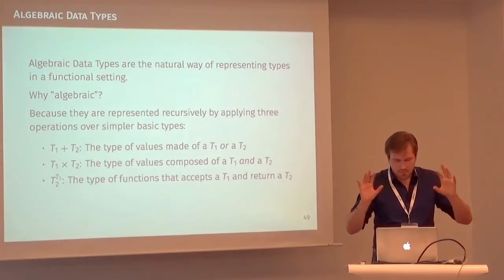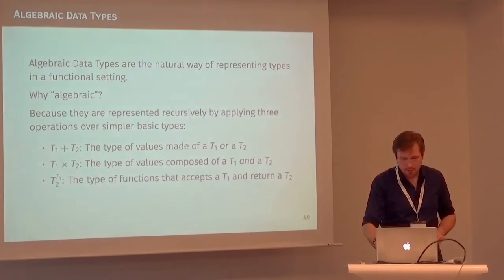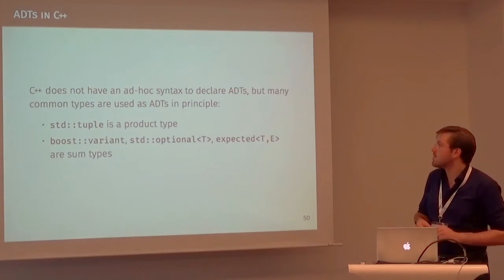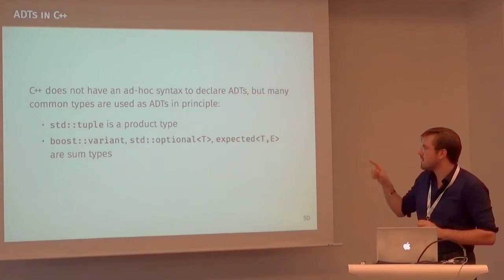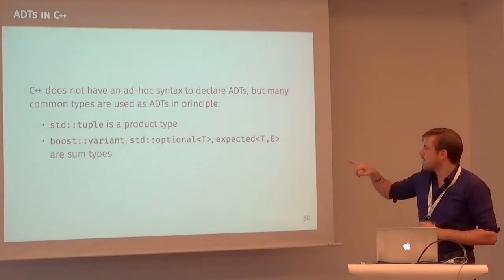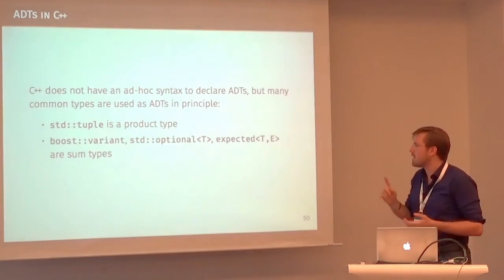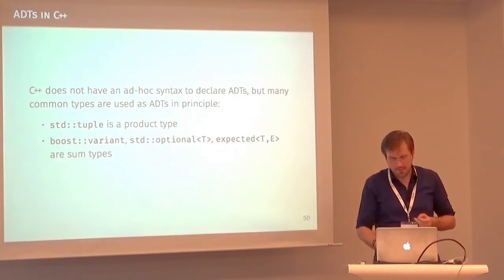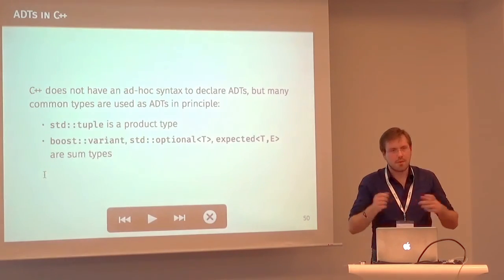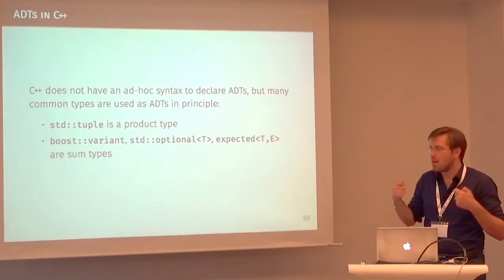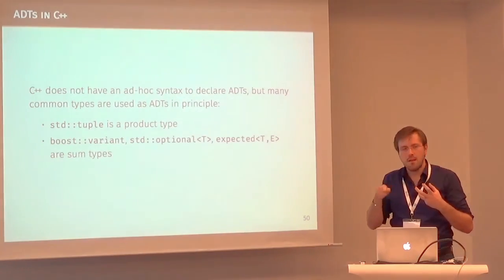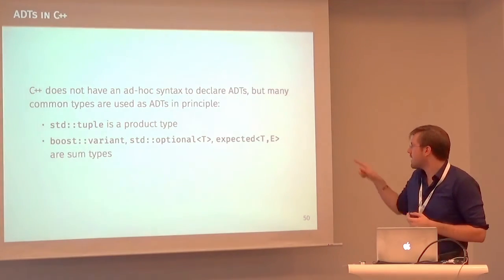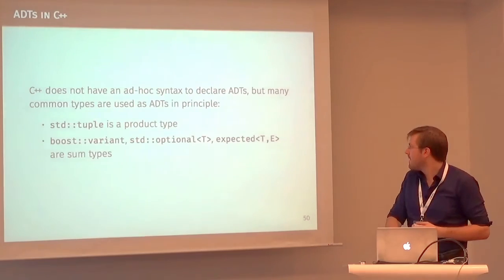This is abstract, and I think it's not abstract. We can have algebraic data types in C++. std::tuple, or any struct or class with fields and members, is a product type. We have a lot of sum types that are very useful: boost variant, optional, expected. Boost variant is a generic sum type over any number of types. Optional is a sum type that is T plus a singleton type, and expected is a sum type T plus E.